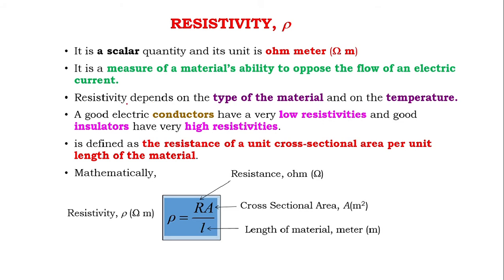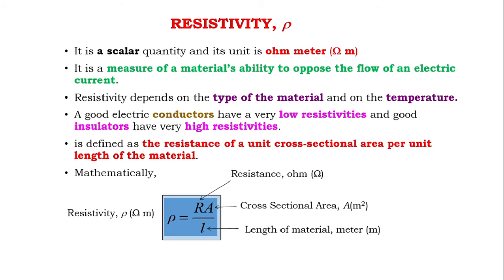So resistivity depends on the type of the material and on the temperature. Good electric conductors have a very low resistivity. Maksudnya semakin rendah keupayaan dia untuk menghalang electric current, maksudnya dia adalah good conductors. And good insulators have very high resistivity. Kalau resistivity ni tinggi, maksudnya dia adalah insulator ataupun penebat. Maksudnya tak boleh mengalirkan arus elektrik.